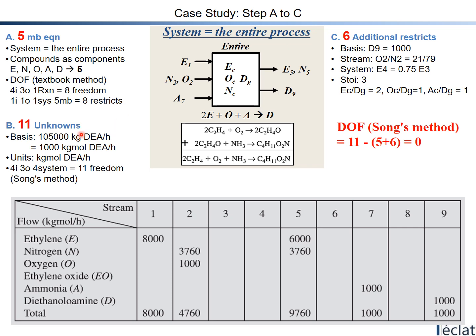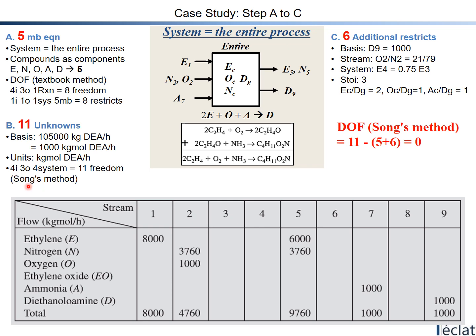Let's go to the B step. Step B, to count the number of unknowns. The first thing is the basis, 1000 kilograms of DEA per hour. So from the hint of the basis, we'll use kilogram mole per hour as the unit. And let me check the other degrees of freedom.